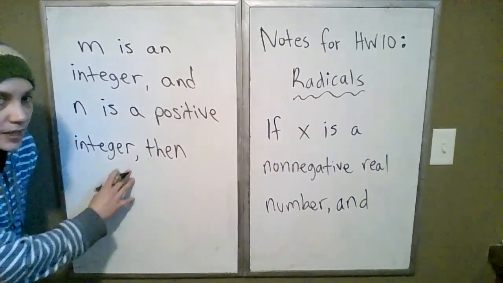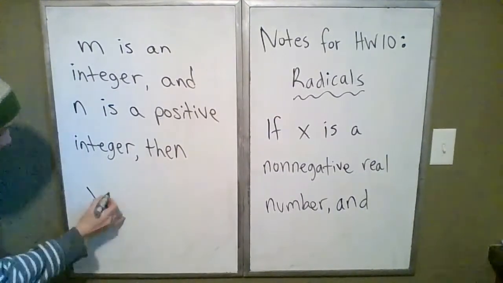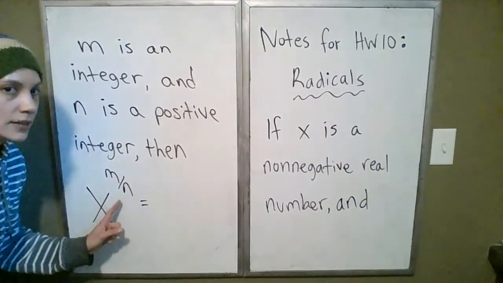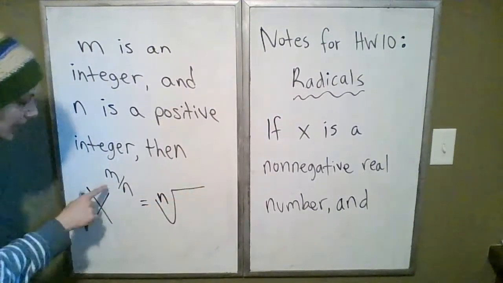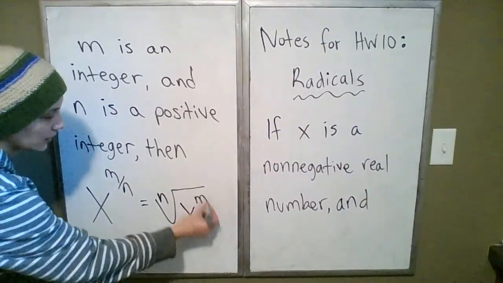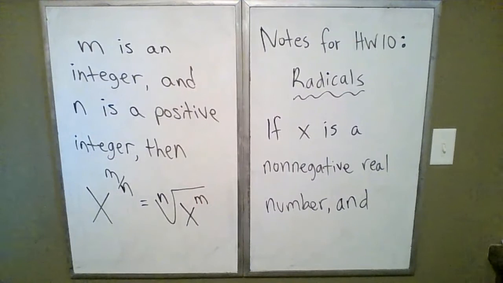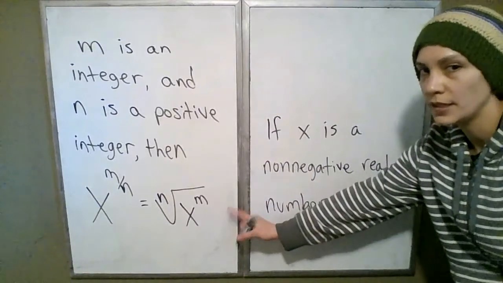So x will have a rational exponent. It's the fraction m over n. You take the number in the denominator and use that as your root, and the number in the numerator can be the power on x under the root. So that's one option. There's another option.